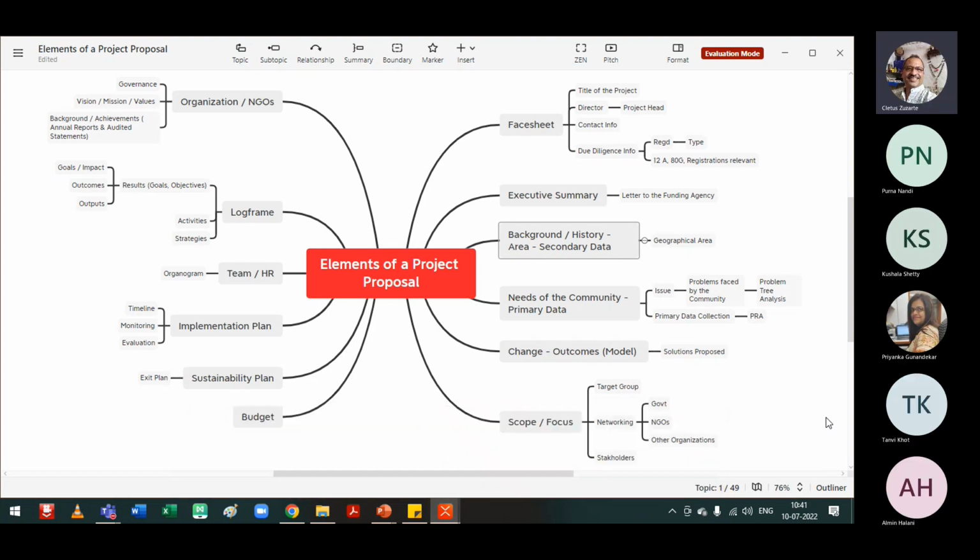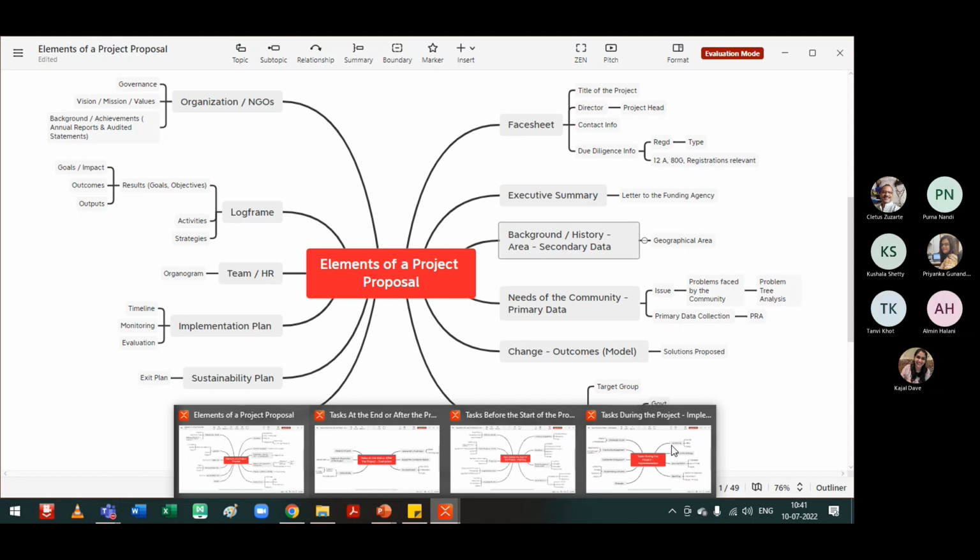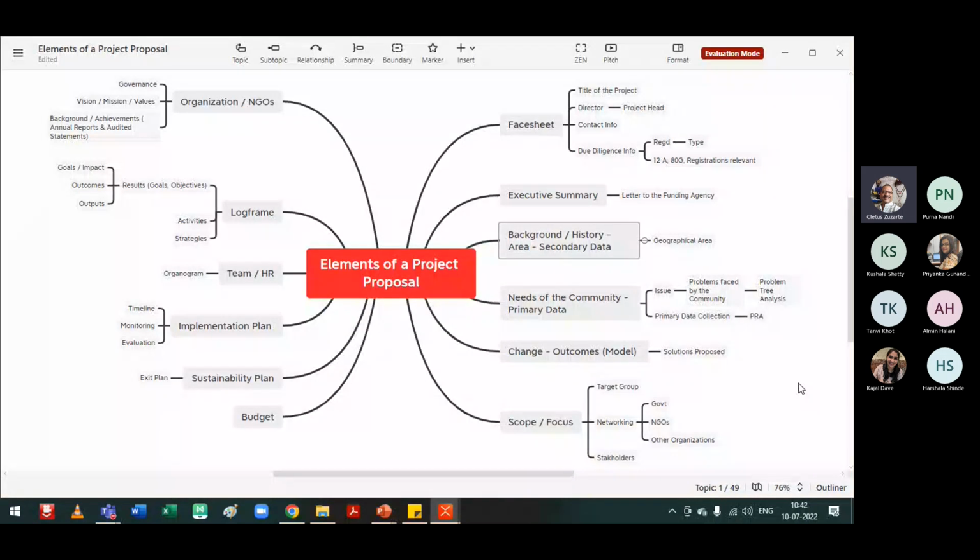Now, when you're looking at the project, these are the elements of the project proposal, but you're also looking at certain things: what do you do at the beginning of a project, what do you do during the project, and what do you do at the end of the project? Let me ask you a question. Right at the start of the project, suppose your proposal is accepted by the funding agency. What do you do? Any pointers anybody would like to share, and then I'll tell you what I have prepared.